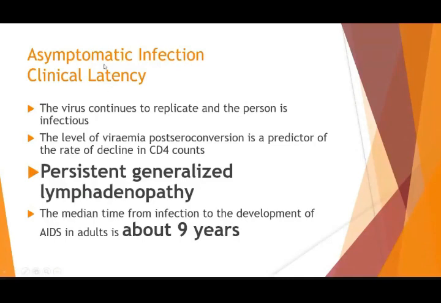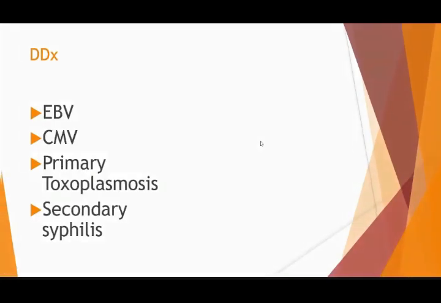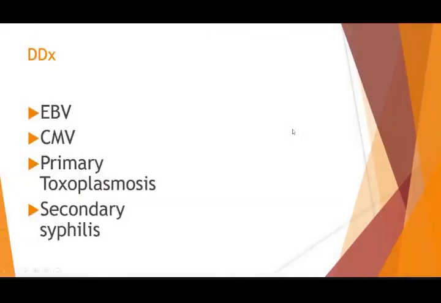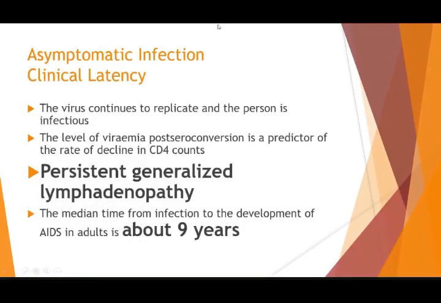How will the patient present? Some patients may present with generalized lymphadenopathy. Most of the patients will be asymptomatic, and some patients may present with persistent generalized lymphadenopathy. In the primary infection, usually there will be transient lymphadenopathy. When the patient has persistent generalized lymphadenopathy, this may be the clinical latency stage. We say generalized lymphadenopathy when more than two groups are involved, for example cervical and axillary. If only the cervical group, we do not call it generalized. So generalized: cervical and axillary, cervical and inguinal, cervical and abdominal, and so on.